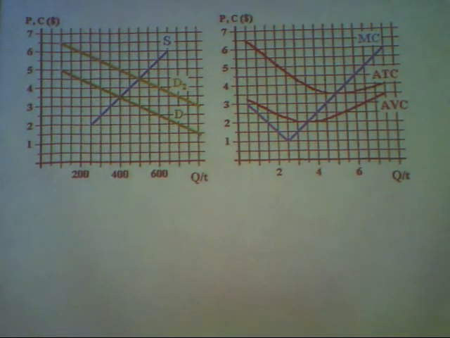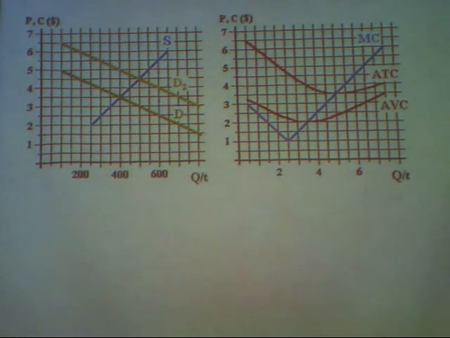The horizontal axis measures the quantity produced, and these quantities are being measured in thousands now. So this is 200,000, 400,000, 600,000. The vertical axis measures the price and the cost. So this graph on the left shows the situation in the market. S is the supply, D is the demand.